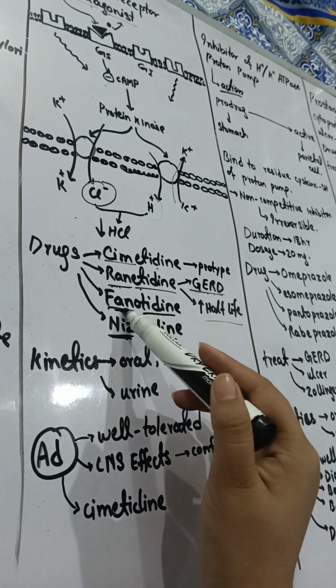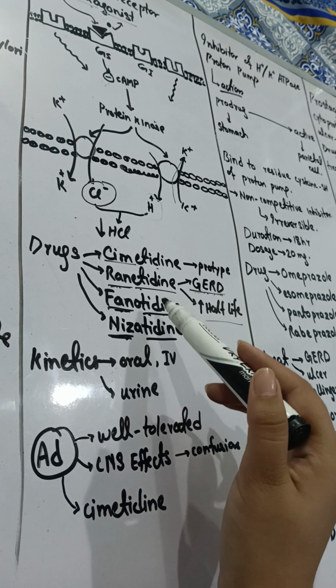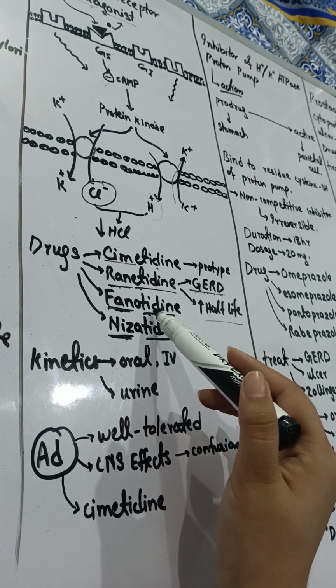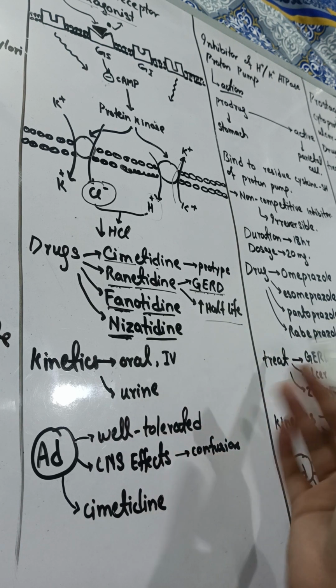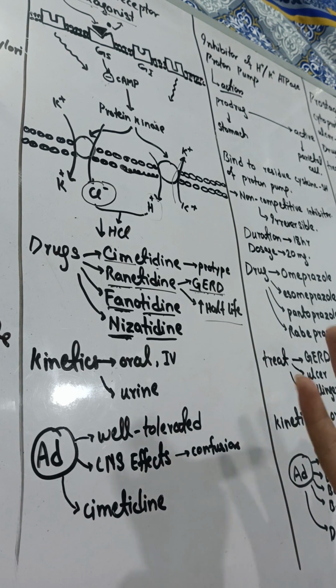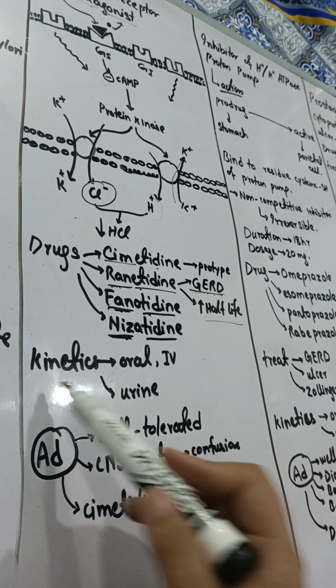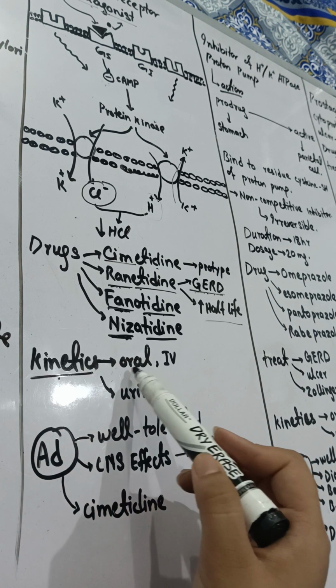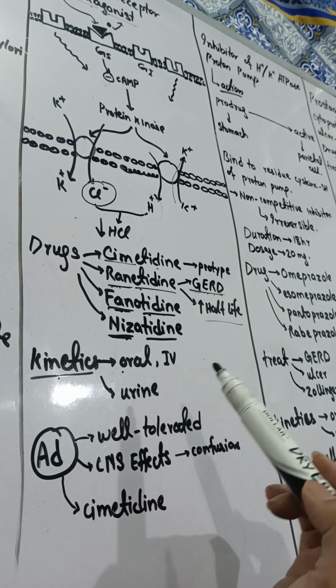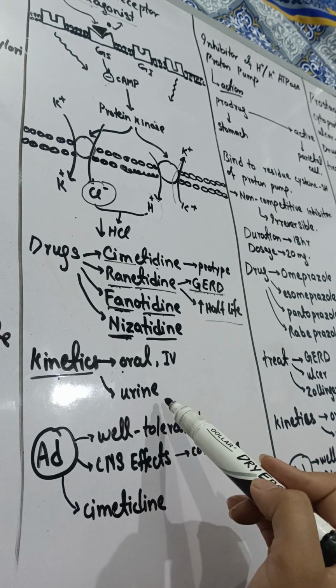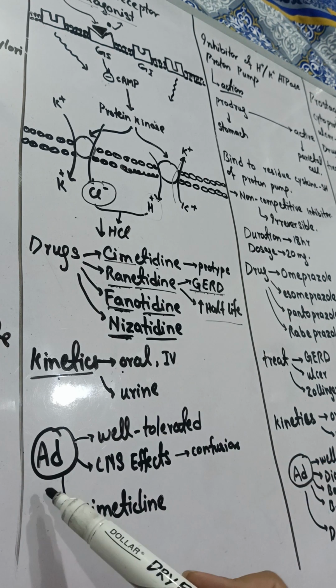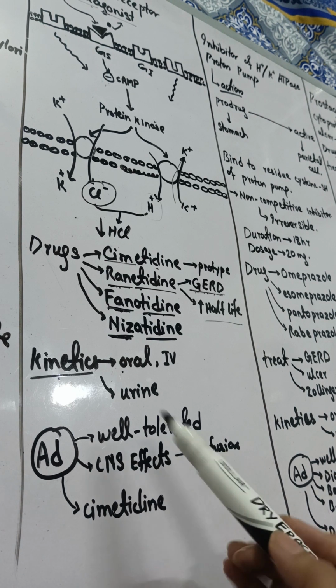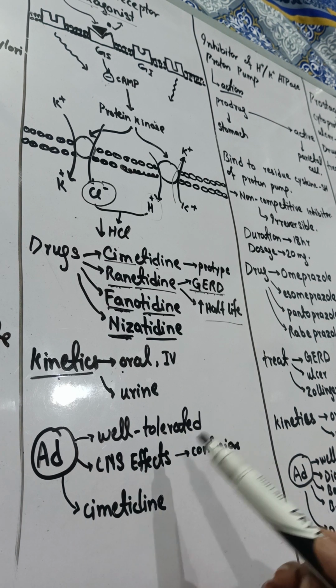Famotidine is very important, and it is used in low dosage, and it is very effective and very safe. It is also available in the form of syrup, so we can give this to children. Nizatidine is also very important, very safe and very effective. Now let's discuss their kinetics. They can be given orally and through injection, and they are secreted out through your urine. Adverse effects: they are well tolerated and have only very small side effects.